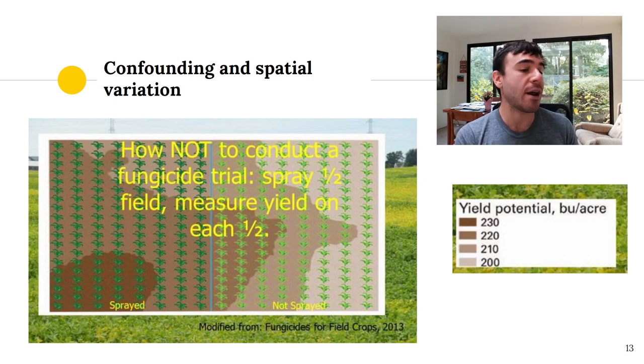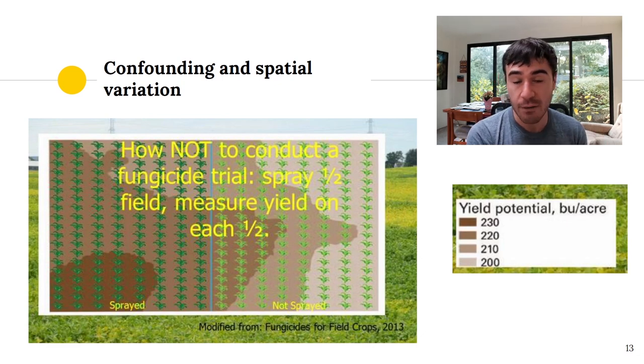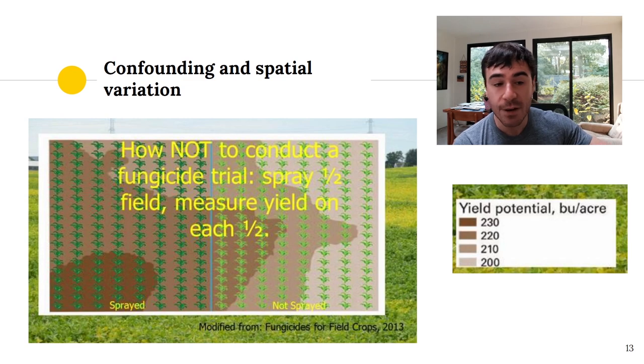So whatever results that farmer is going to get from this trial, it's going to be incorrect because of this confounding variable, which is yield potential, or, for example, the natural fertility of the soil is different across the field. On the left side of the field, where the fungicide was applied, the soil is just higher in natural fertility. So on the left side, even if the fungicide is sprayed or not sprayed, yields are going to be higher than on the right.